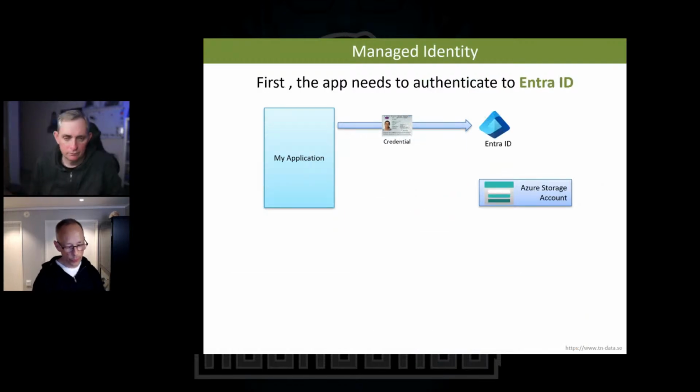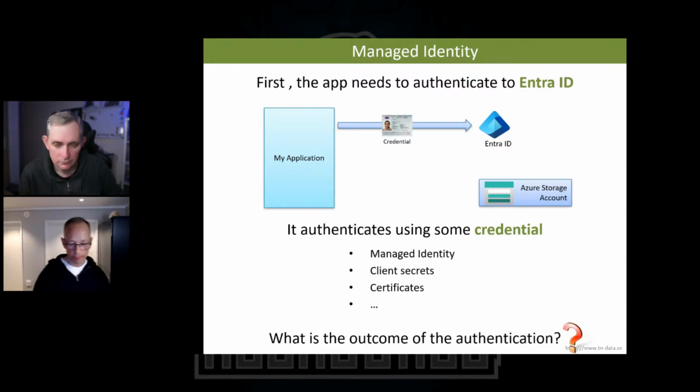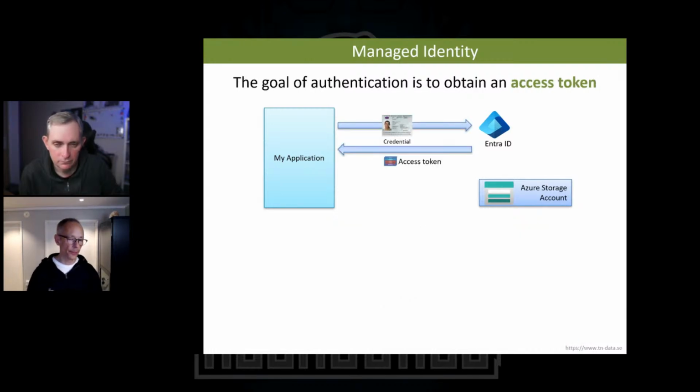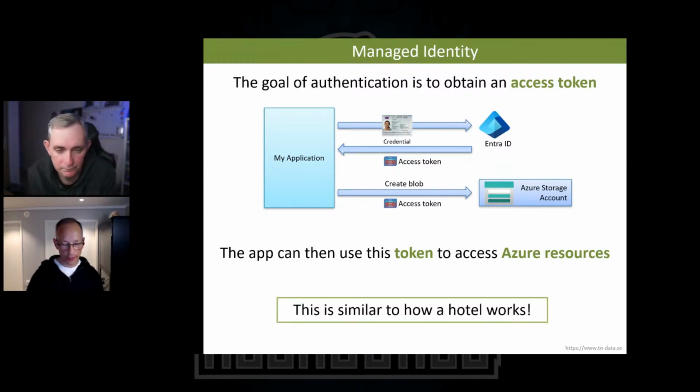Our application first needs to authenticate to Entra ID, and it authenticates using some credentials: managed identity, client credentials, client secrets, or certificates. The question is, what's the desired outcome of this authentication? The end goal is to get an access token. Using that access token, you can talk to your Graph API or Cosmos DB or storage account and get your data.